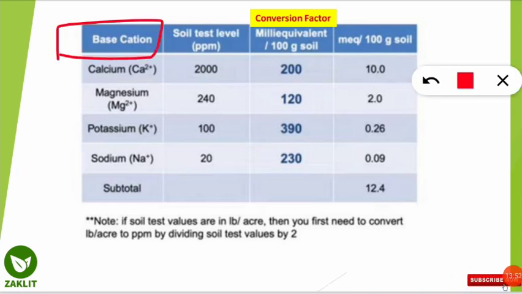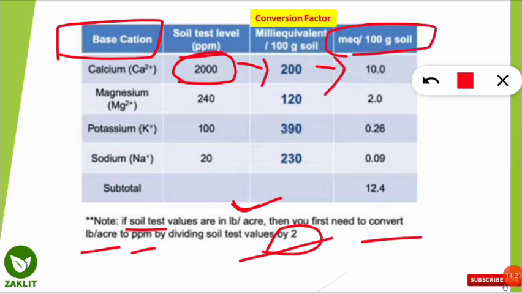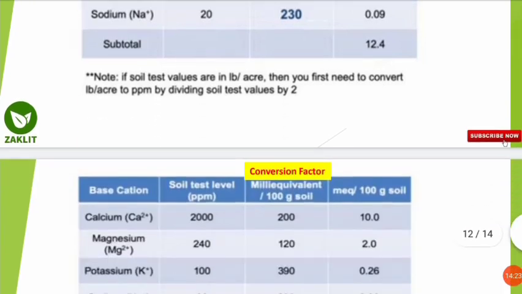Next, if some soil test value is not in ppm, that is parts per million, but is in lb per acre, then we need to convert this lb per acre to parts per million by simply dividing the value by 2. For example, if the value in lb per acre is 4000, then we will divide it by 2 and we will get ppm, that is 2000. Then we will proceed likewise and we will get the milli equivalent per 100 gram soil of that particular base cation. Let's move to the next slide.